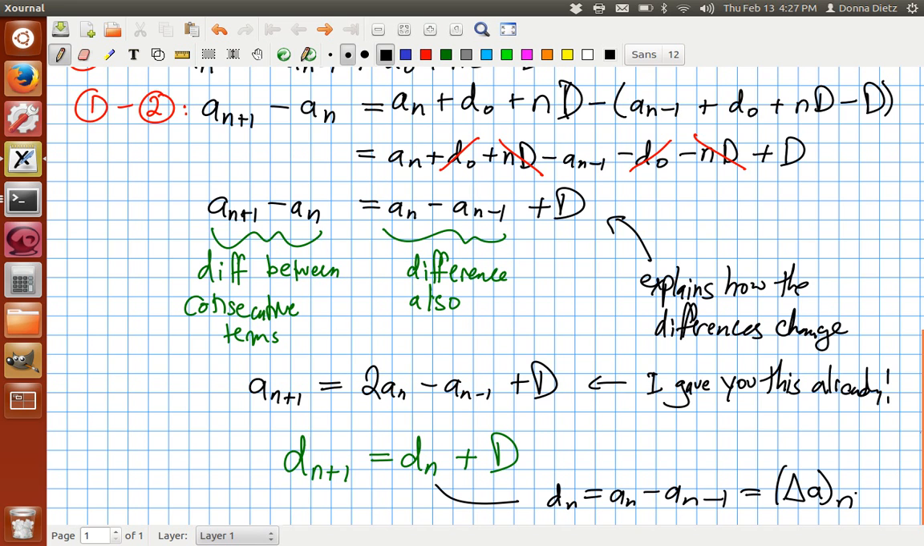And so this is saying something about the differences. Now let me do a little trick here. Let's move this over. This is saying the difference between the differences, the second difference, is in fact D. And I think that's a really nifty thing, and that makes quadratic sequences just what they are.